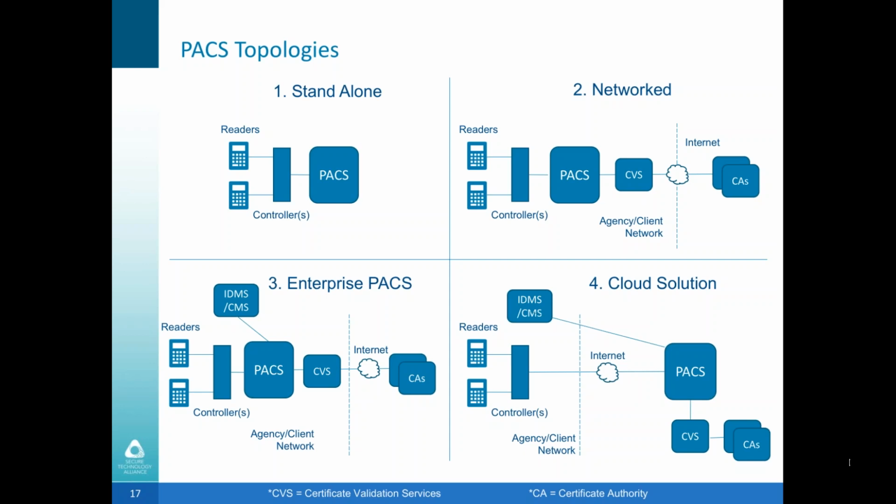In the second example, we have the network configuration. The advantages for external connectivity here are being able to manage the PACS from office desktops within the agency networks or client networks, and being able to access external certificate authorities to validate the PIV card digital certificates. In the third configuration, enterprise PACS, we might enhance the network configuration with capabilities to provision the PACS with identities and/or PIV card data from an external data source, as I mentioned previously.